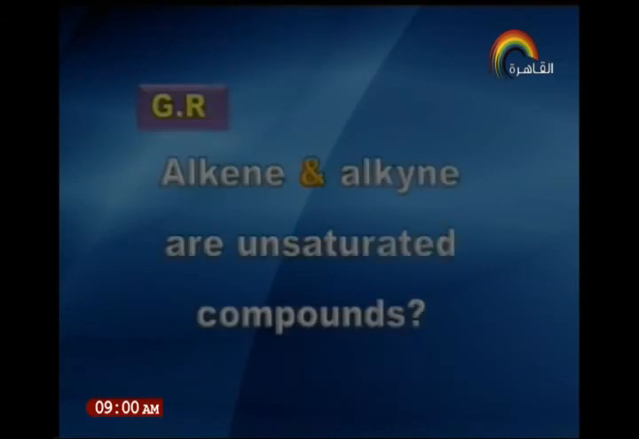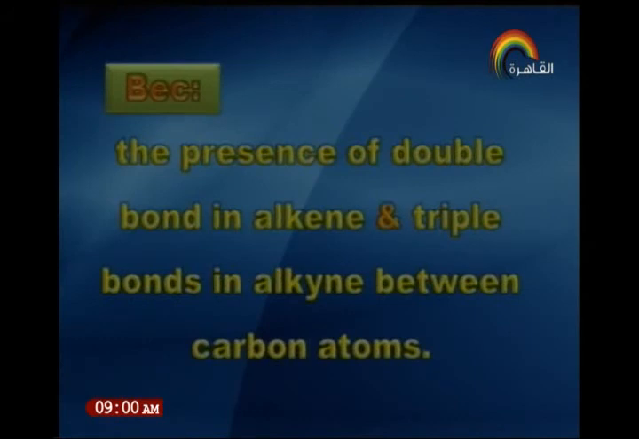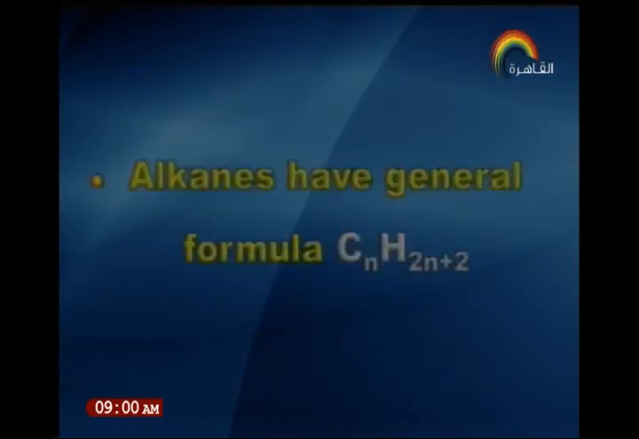Also, we can say alkene and alkyne are unsaturated compounds. Yes, there is a big difference. Here we don't have only single bonds. We have what? The presence of a double bond in alkene and a triple bond in alkyne between carbon atoms. It's good to say that. You remember sigma bond and pi bond. Very important to say that. For the other question, alkanes have general formula CnH2n plus 2. You remember that? Yes, very important.